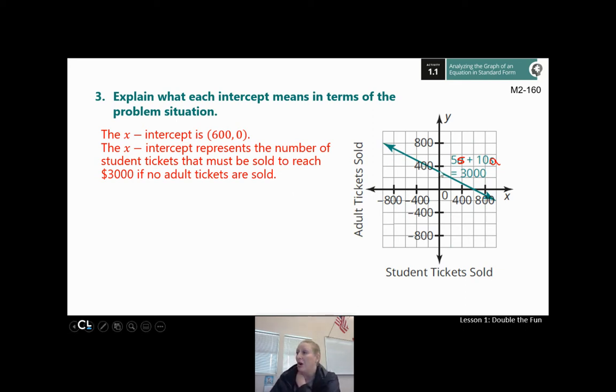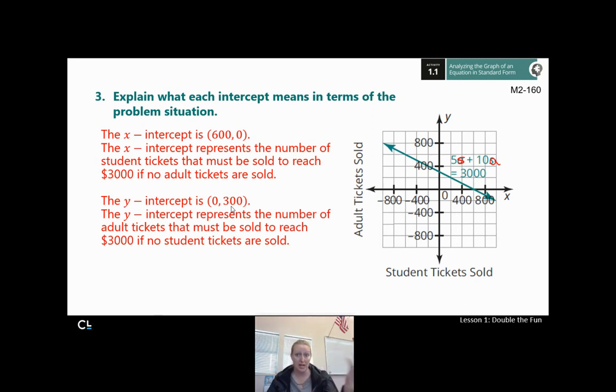Well, that means then that our y-intercept, which is at 300, so it's (0, 300), represents the number of adult tickets that must be sold to reach $3,000 if no student tickets are sold. So 0 student tickets means I better sell 300 adult tickets so that we can meet our goal of $3,000.